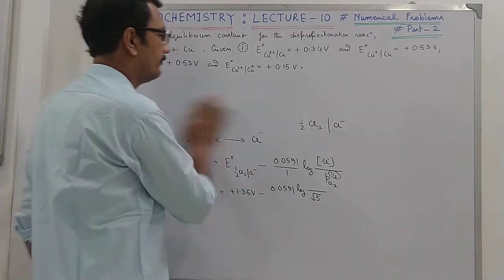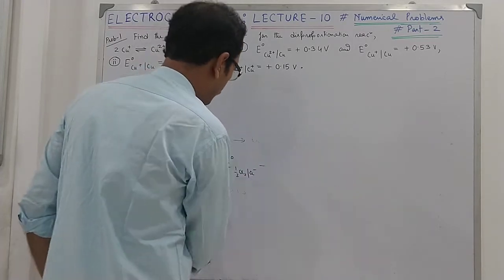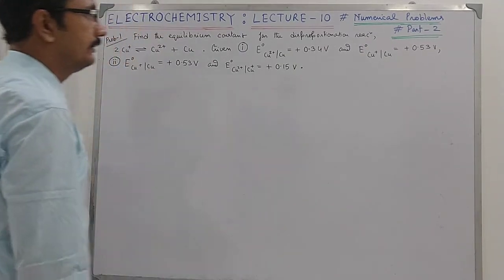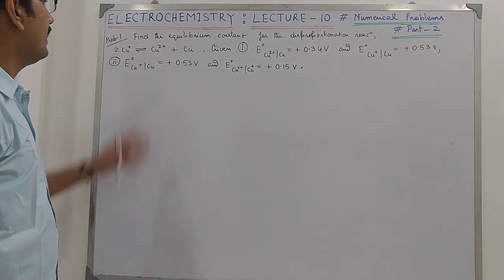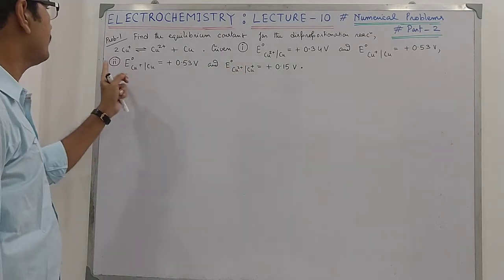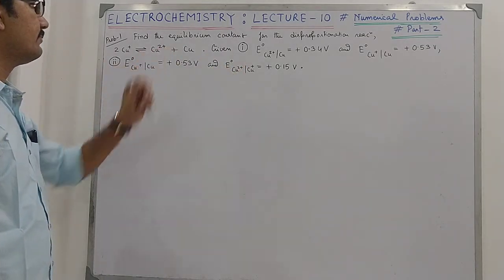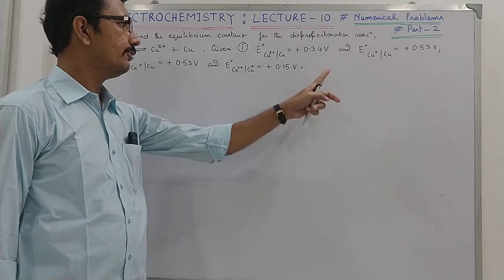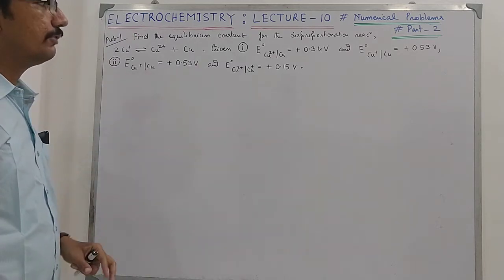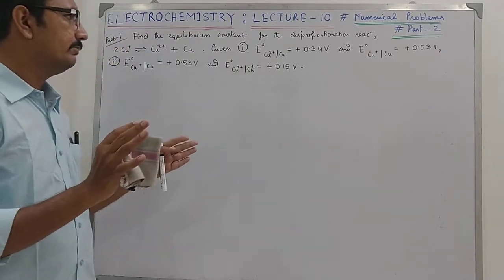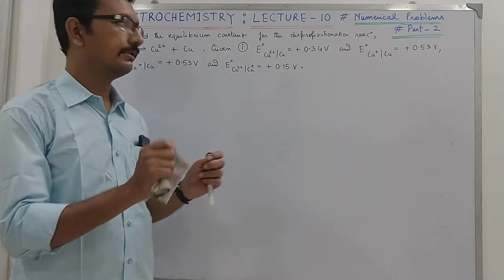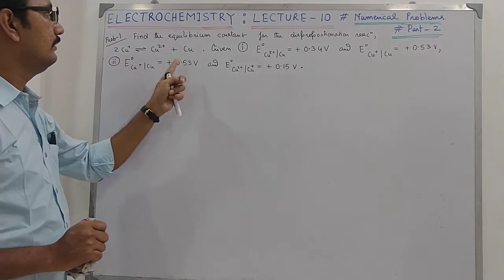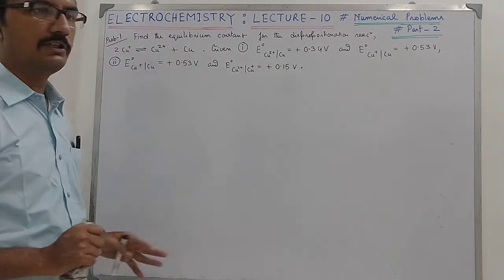Now this is part 2, and here we have another problem. Find the equilibrium constant for the disproportionation reaction 2Cu+ reversible Cu2+ plus Cu, given data set 1 and data set 2. So you have to perform two different solutions, and using these two different sets you have to find the equilibrium constant for this disproportionation reaction.